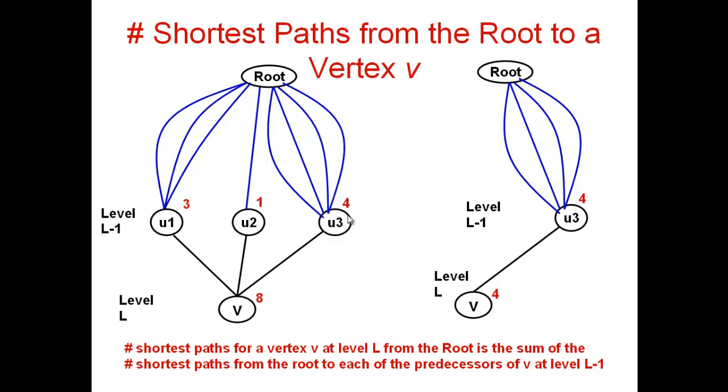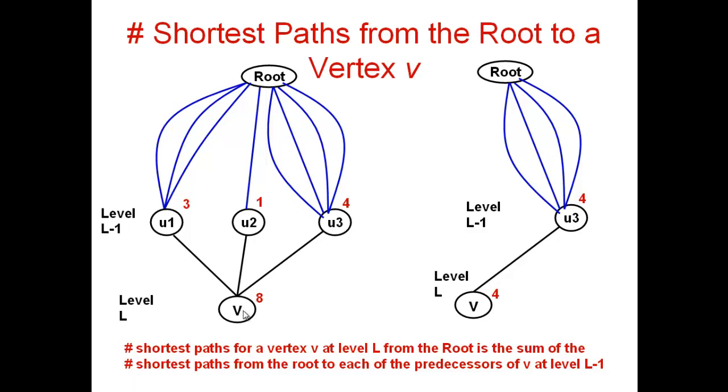So there are three shortest paths from the root to U1. So we'll simply take this edge to reach V. So still you'll have three shortest paths from root to V. Similarly, there's one shortest path from root to U2. We'll just continue that edge. So it's going to be one shortest path from root to V going through U2. For U3, there are four shortest paths from the root to U3. So we can take any of these four shortest paths to U3 and then go through this edge to reach V.